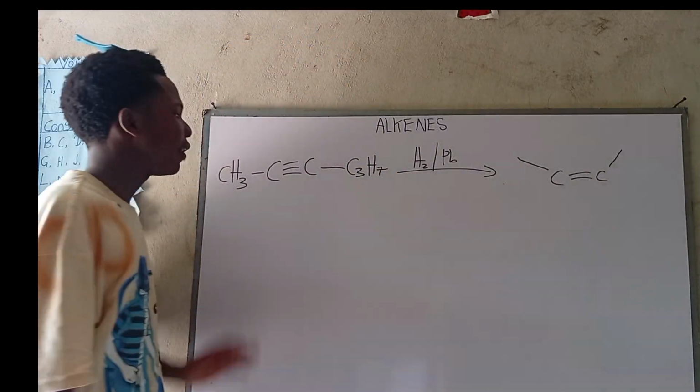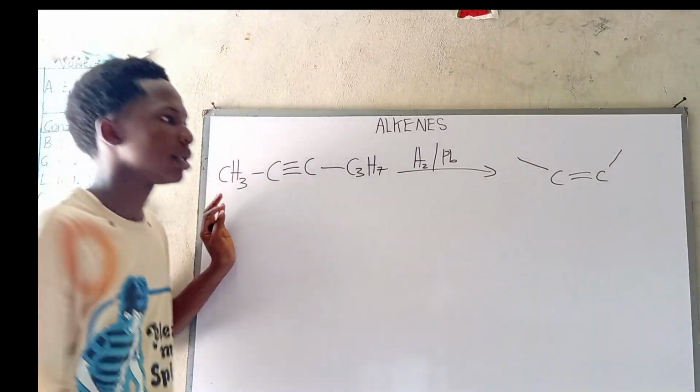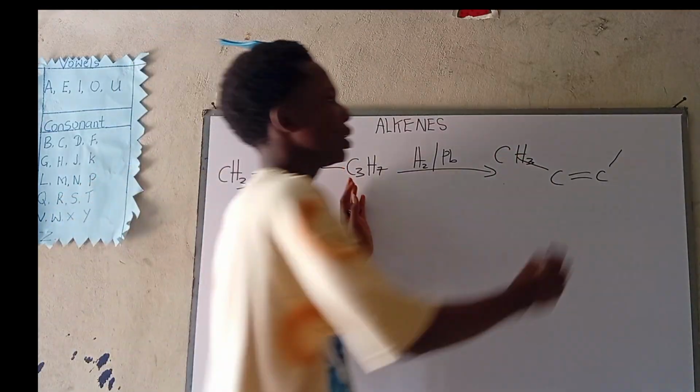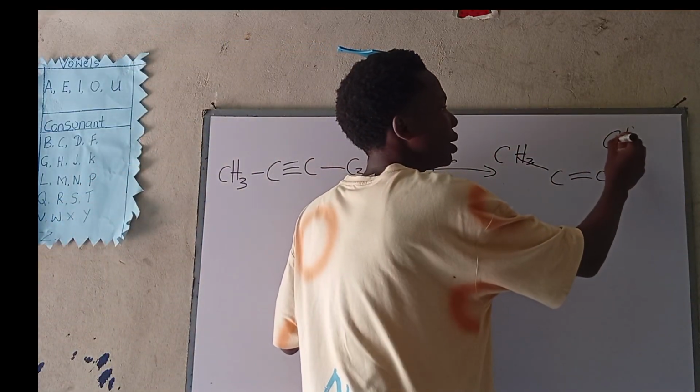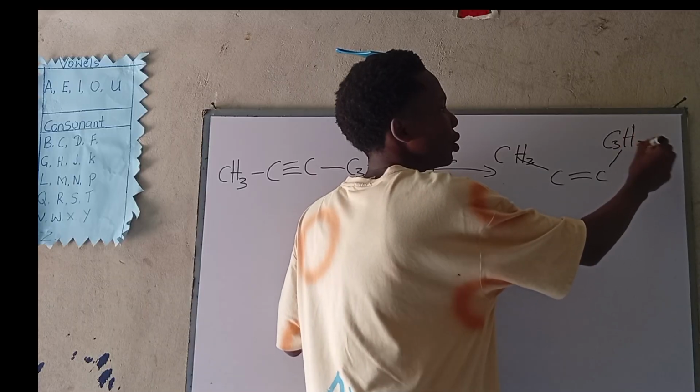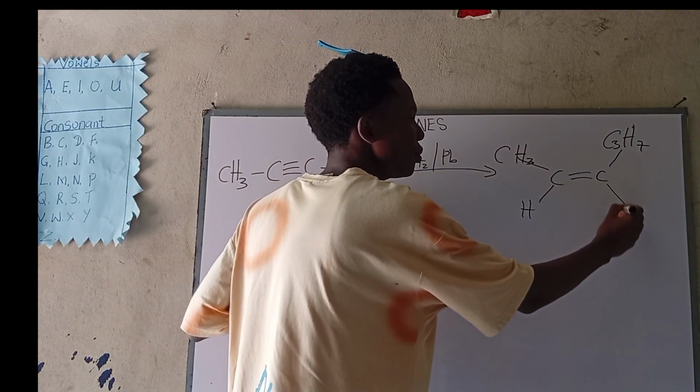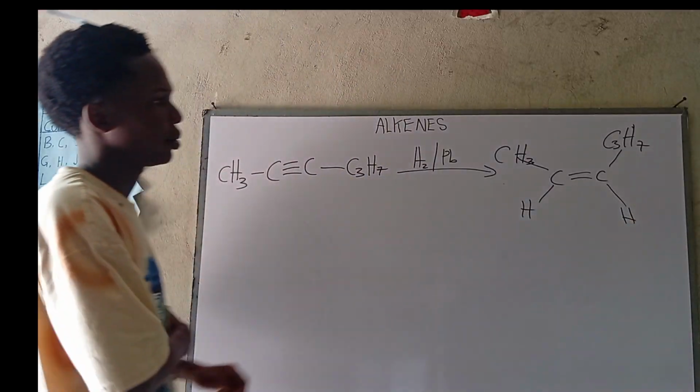now, how do we know which one is going to be here and which one is going to be here? It's very, very simple. The first one here, which is methyl, is going to come first, CH3. The last one here is going to come here, C3H7. Okay, it's as simple as that. Then we just balance our hydrogen. Now we've gotten our compound.